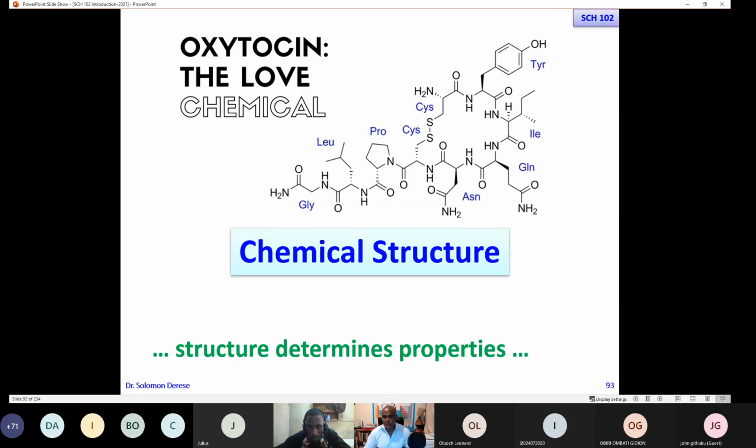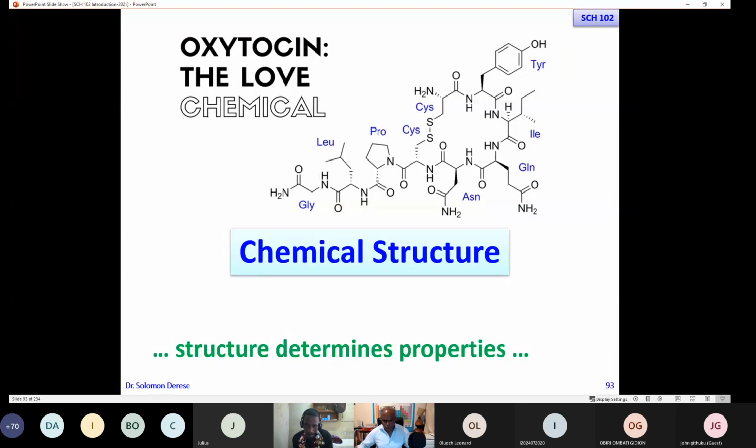The reason why oxytocin acts as the love chemical is because of its chemical structure. Oxytocin is a peptide, a protein, like a chain of amino acids, and these amino acids are arranged in a particular way. If you change any of the groups in here with another one, if you change even the arrangement of the atoms in this particular molecule, it will lose that particular property.